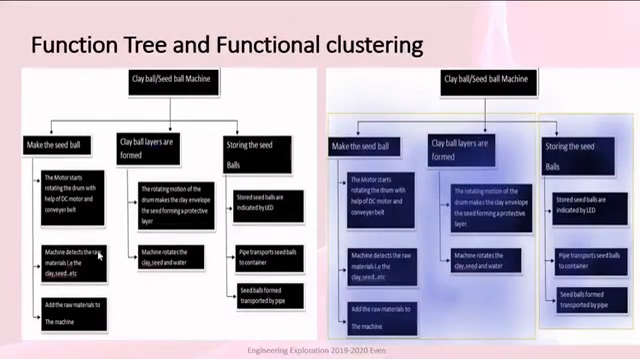This is our function tree and functional clustering where the raw materials are added to the machine. The machine detects the raw materials, that is the clay, seed, and water. The motor starts rotating the drum with the help of a DC motor and belt. In our next function, the clay ball layers are formed where the machine rotates the clay, seed and the water present in the drum. The rotation motion of the drum makes the clay envelop the seed, forming a protective layer.